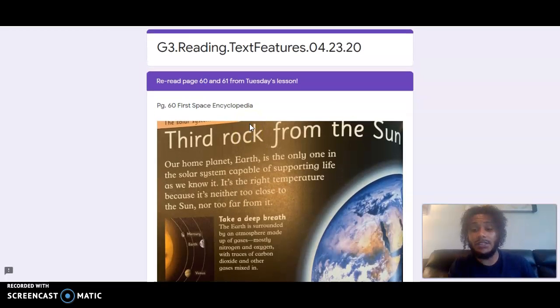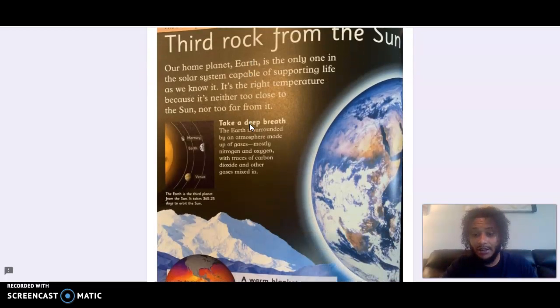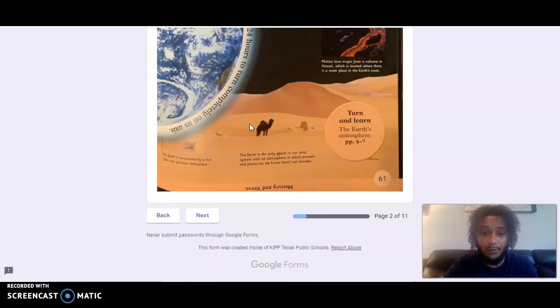And then for today's lesson, we start out by reading page 60 from First Space Encyclopedia, which we did read on Tuesday as well. So I'm not going to reread page 60 again for you, and 61, because we've already read through both of those pages together.